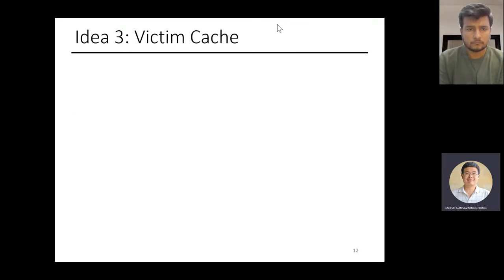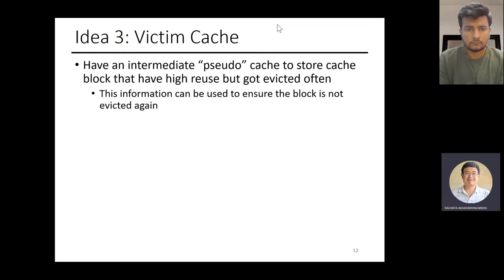Another idea is, let's say you have a cache block that has a lot of reuse, but it always gets evicted by someone else. We can use what we call a victim cache. A victim cache doesn't have to be a full-blown cache; it may only contain a tag store of the commonly used cache blocks that somehow get thrashed out of the cache. Because these cache blocks have value, you want to make sure they are in the cache. So you maintain this information and ask, do I have any cache block that got evicted but has a lot of reuse? If so, we can try to ensure that block is not evicted again.